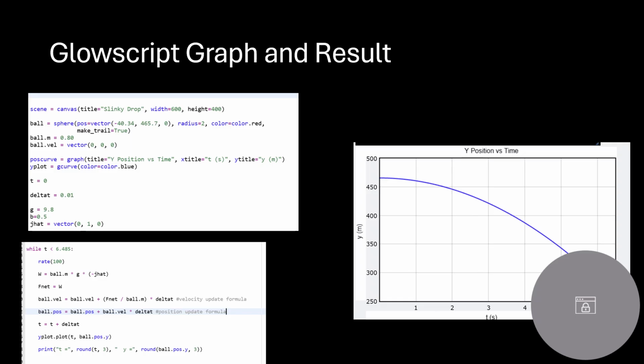Okay, here we have my GlowScript graph and results. My ball's mass I got from the internet, same as I did for my tracker. My ball's initial velocity is 0 because it starts from rest, and I used the same position vector that I got from my tracker. For gravity, I just set the gravitational constant, and b, I calculated myself as the drag coefficient. In the bottom section, I have my velocity and position update formulas as pertained to this model. As you can see, my y position versus time graph is similar to my y position versus time graph in tracker.